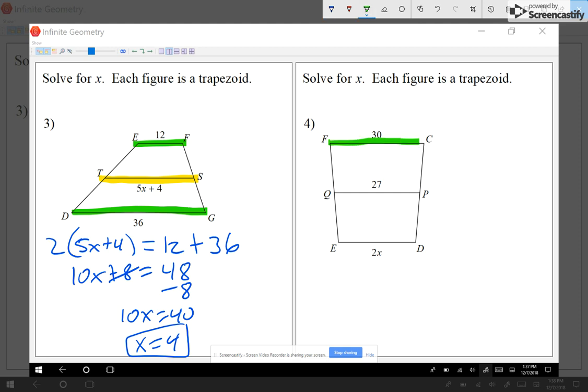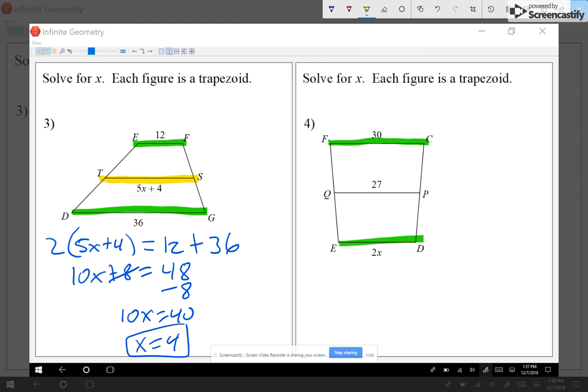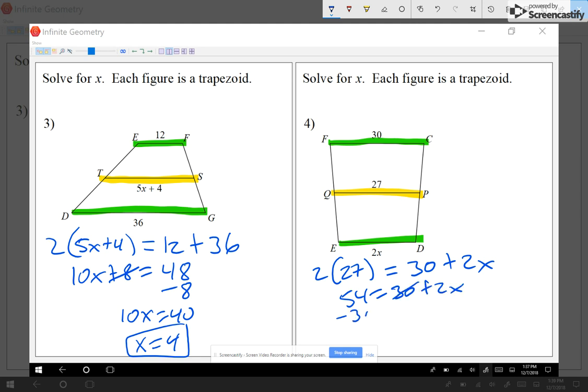If I look at my example 4, those are my two bases. And there's my mid segment in yellow. So I'm going to go 27 times 2 equals 30 plus 2x. Right? Mid segment times 2 equals the sum of the bases. So I have that 54 equals 30 plus 2x. Let me subtract 30. We have 24 is equal to 2x. So x must be 12.